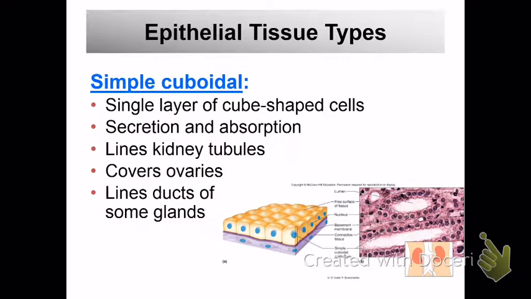Okay, and then the next one would be the simple cuboidal. With simple cuboidal, every time you see this word, simple cuboidal, I want you to think kidney tubules. They line ovaries. They're cube. They're single layer. Of course, it's still going to be diffusion happening, secretion of the kidneys and absorption of the kidneys. And then also some ducts, like sweat glands, oil, things like that.